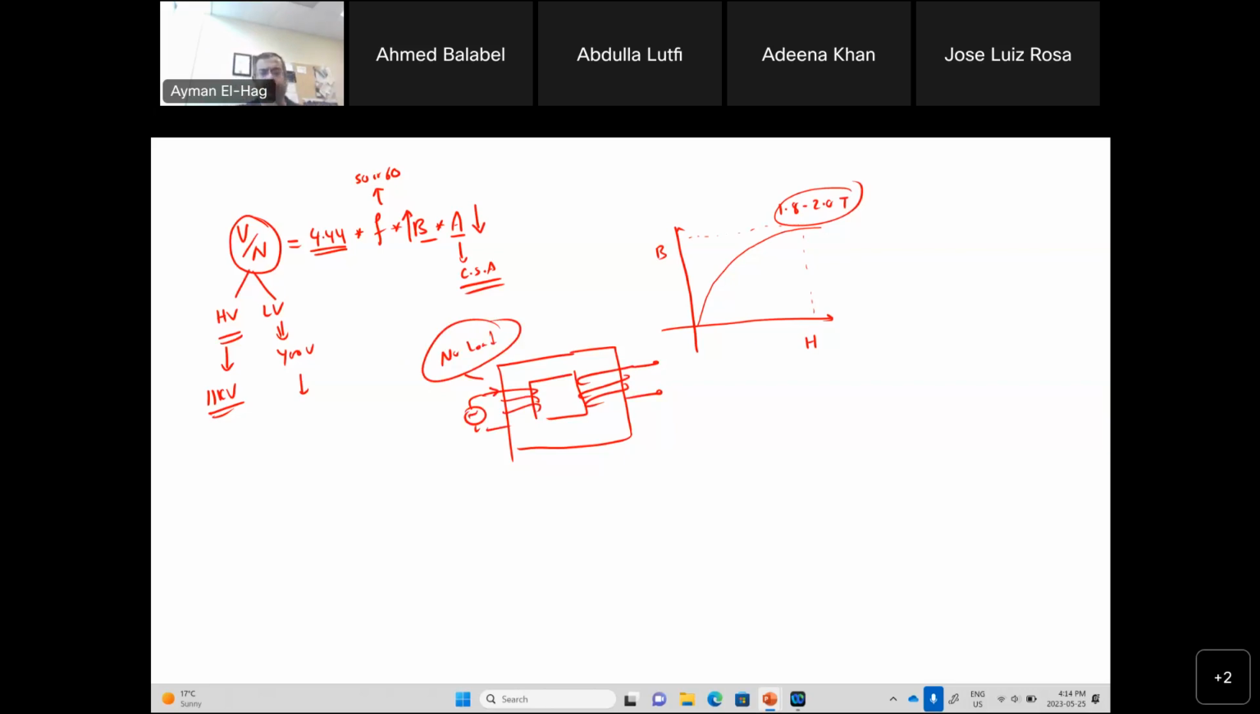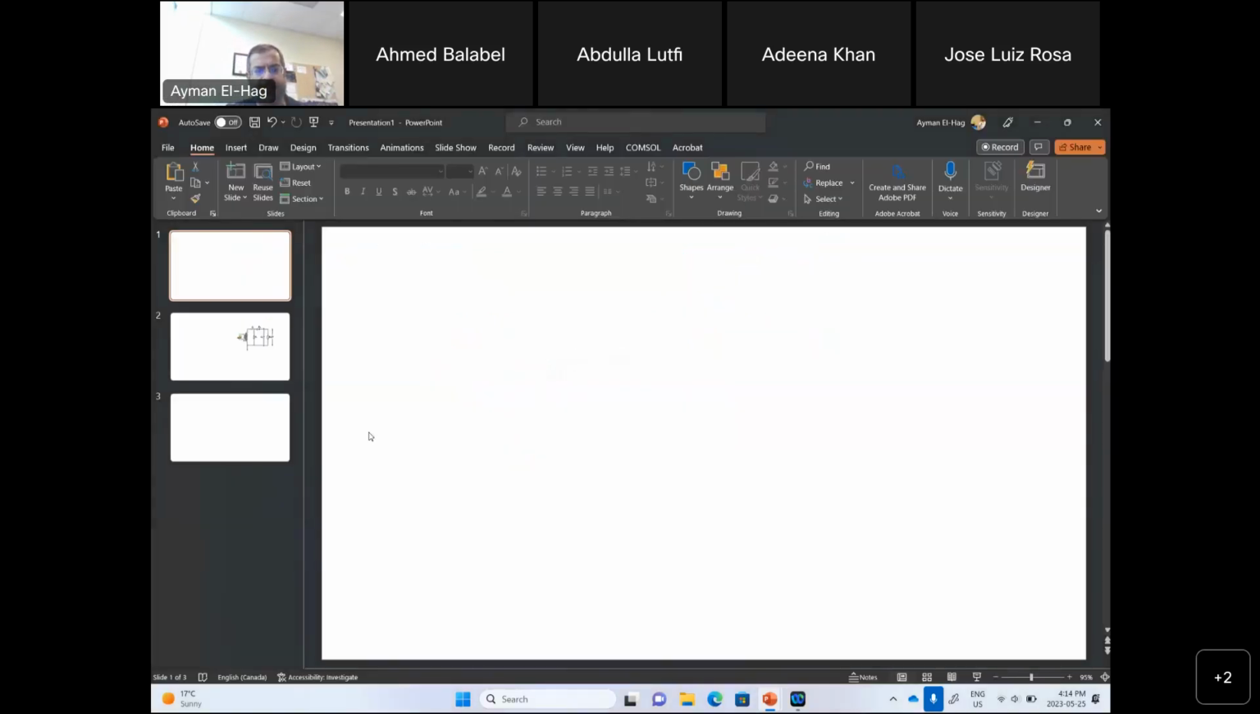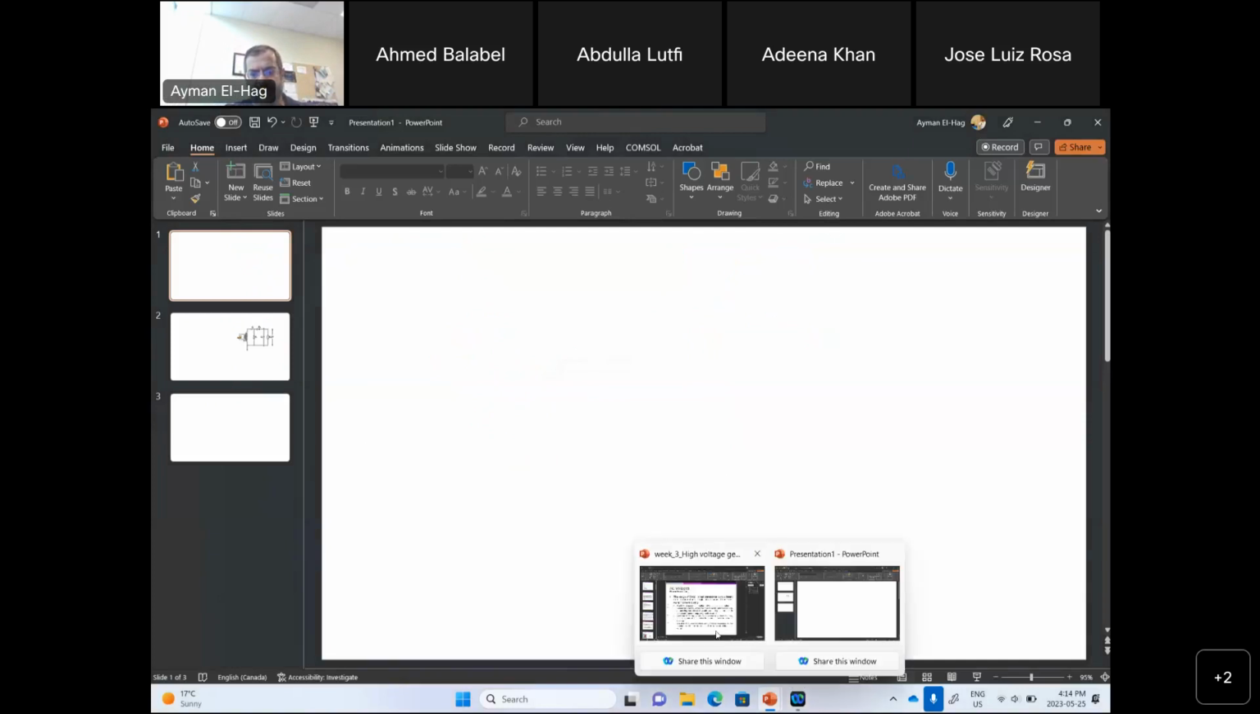The reason I showed you all of this is just to tell you that in transformer design, when we design it for testing, we don't want to go too deep into saturation. We don't want to have harmonics. We want to have sinusoidal currents and voltages. So that is the criteria we have, and this will lead to the following points here. Now let's go back to our presentation.